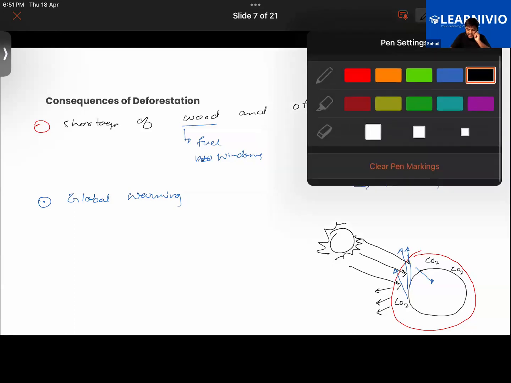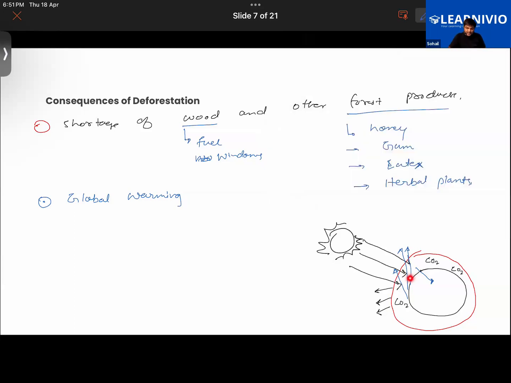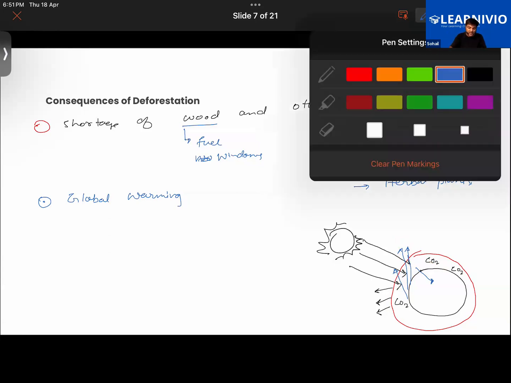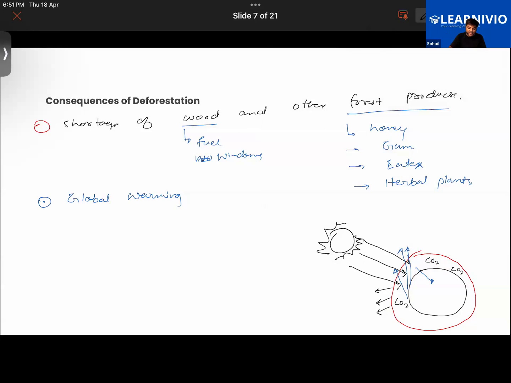So basically what happens, the sun's heat that is reflected will go back into the space. It is meant to go into the space, but this carbon dioxide gas traps this heat. So it traps the heat and does not allow the heat to escape into the space. So thereby you find that the overall temperature of the globe increases.